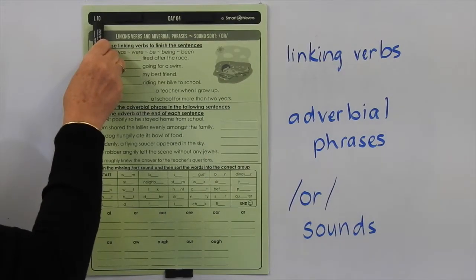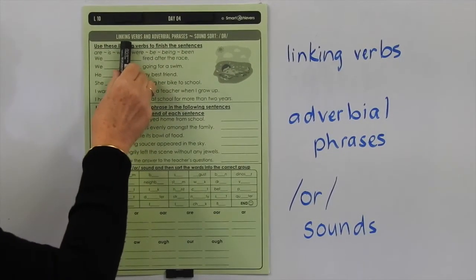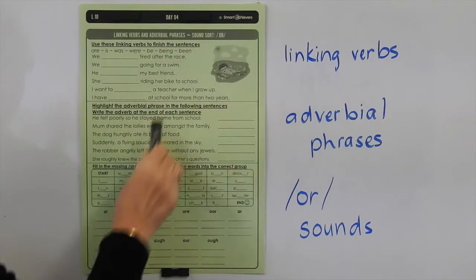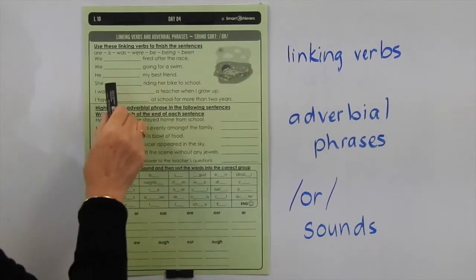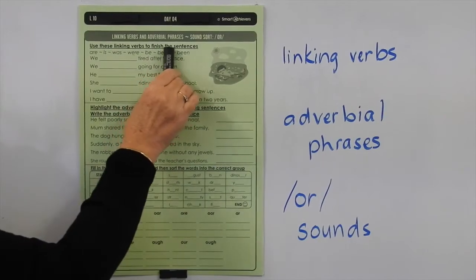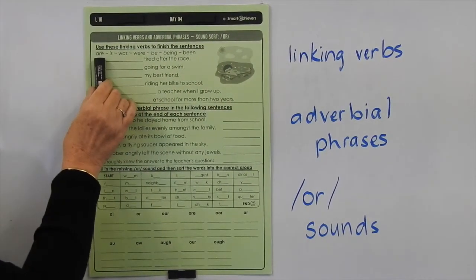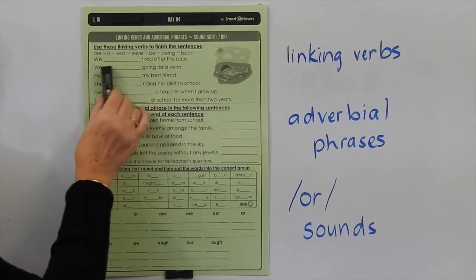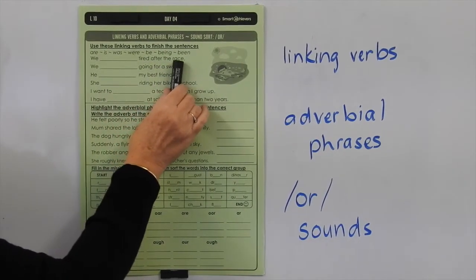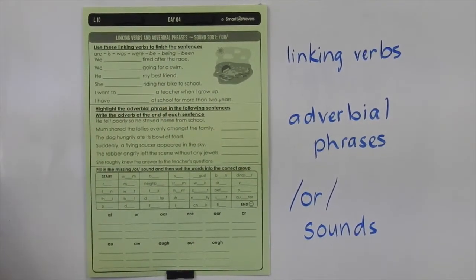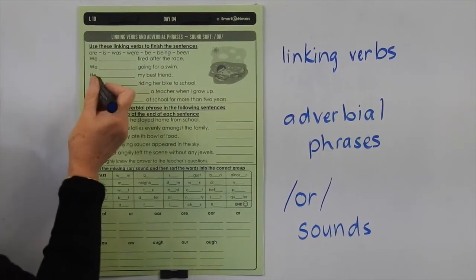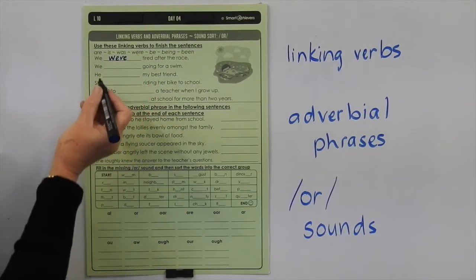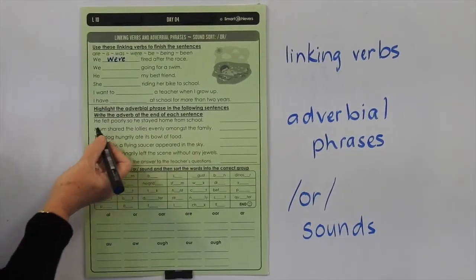This is level 11, list 10, and we're doing the day 4 page, and we're discussing linking verbs and adverbial phrases, and we're doing a sound sort with the 11 representations of the or sound. So use these linking verbs to finish the sentences. So your choices are, is, was, were, be, being, and been. We something tired after the race. Take note of the tense, if it's past or present tense or future tense. We were tired after the race, need to be afterwards. You can work out the rest of those within your group and write them in.